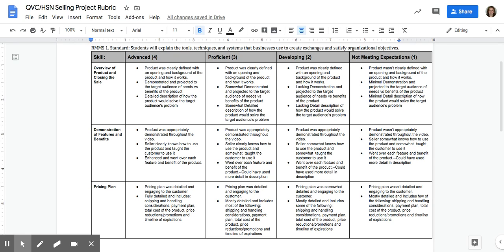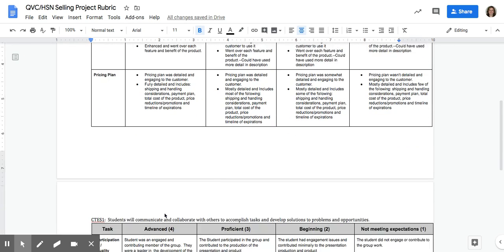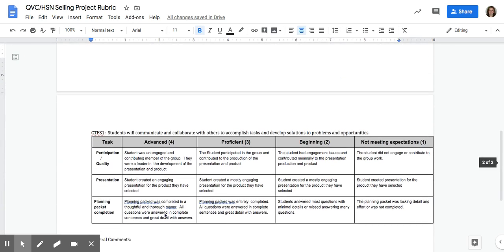And then within that, they had to look at their overview of product and closing the sale, and then what was expected within the four different parts. Demonstration of features and benefits, and then how did they provide and demonstrate that product, and then going through a pricing plan, so making sure that people are aware of how much the product is going to cost, etc.